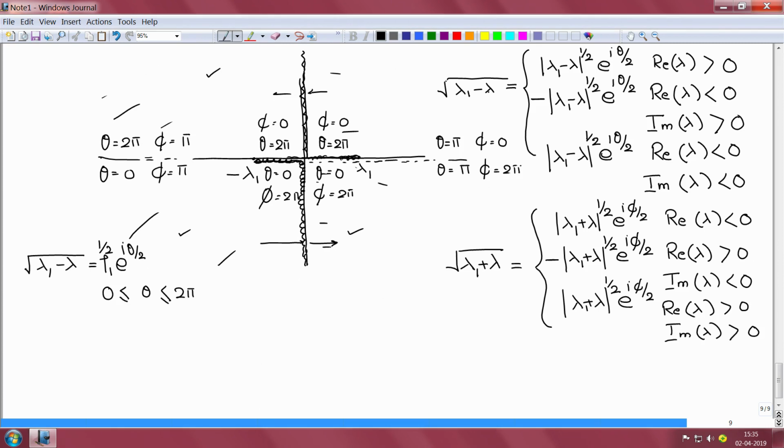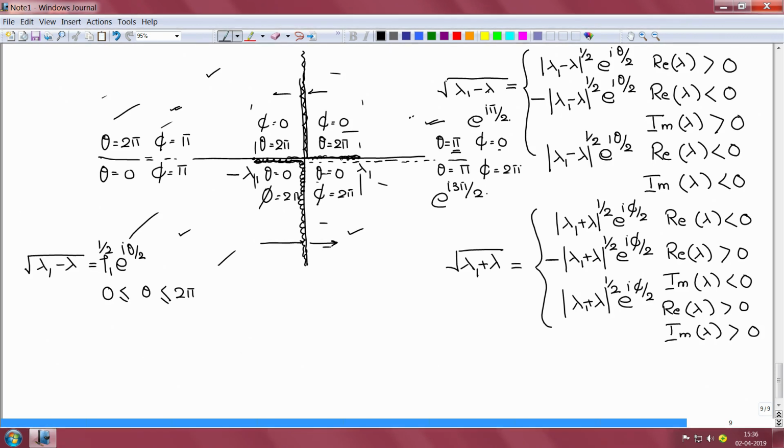So here, when lambda is greater than lambda 1, that means we are here. This is the lambda 1 line. When we are here, or lambda 1 is greater than magnitude lambda 1, lambda is greater than magnitude, let us see what happens. Here I have e to the power i pi plus 0, e to the power of i pi by 2, and here I have e to the power i 3 pi by 2.